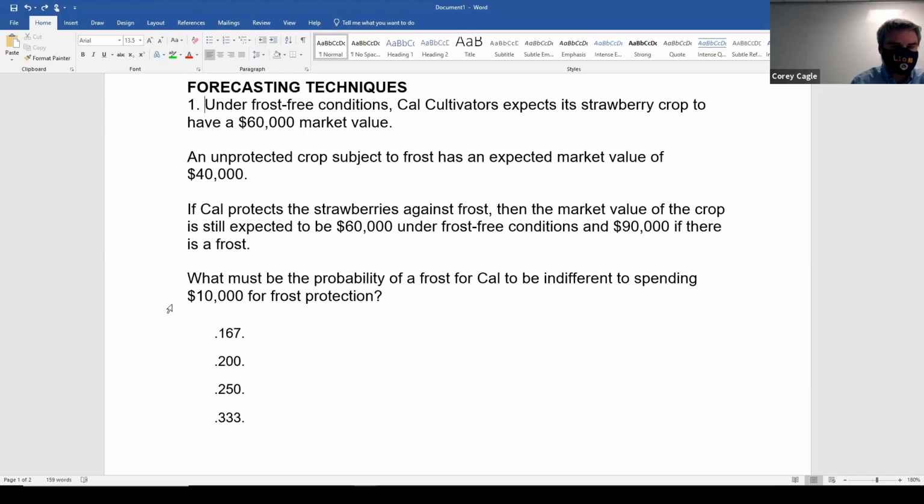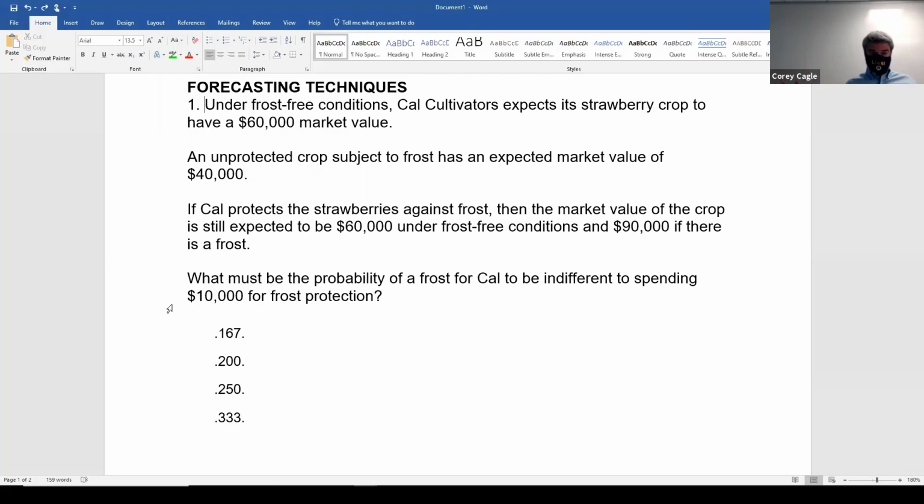this company expects a strawberry crop to have a $60,000 market value. An unprotected crop subject to frost has an expected market value of $40,000. If Cal protects the strawberries against frost, then the market value of the crop is still expected to be $60,000 under frost-free conditions, and $90,000 if there is a frost. All right, a lot of information here. What must be the probability of frost for Cal to be indifferent to spending $10,000 for frost protection?